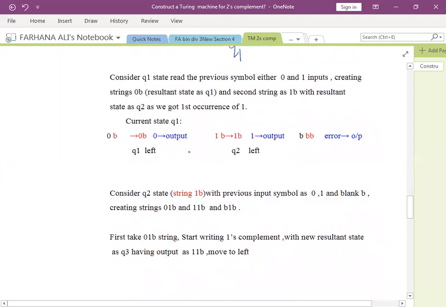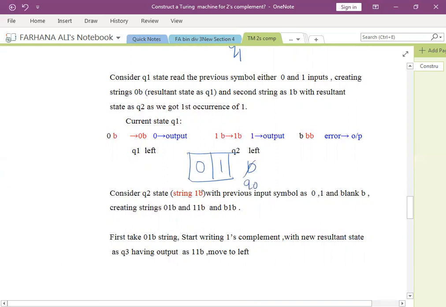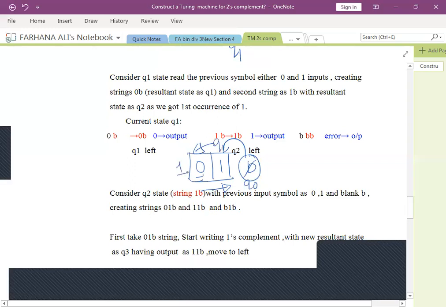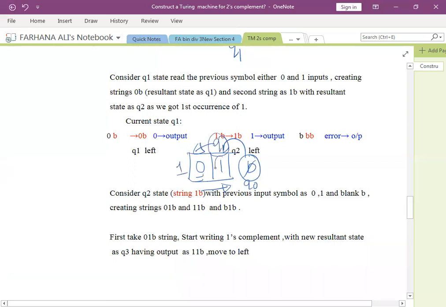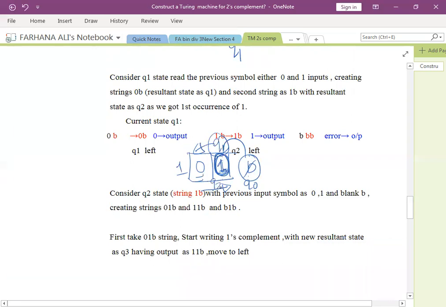Now, what is Q1? After Q0 bypassed all the input symbols, when we found the blank, we shifted to the left hand side with the state Q1. Now Q1 with the previous input symbol can be either 0 or 1. With this Q1, we are searching for the first occurrence of 1. If the first symbol before the blank is 1, we will shift to the Q2 state. That is what we want.